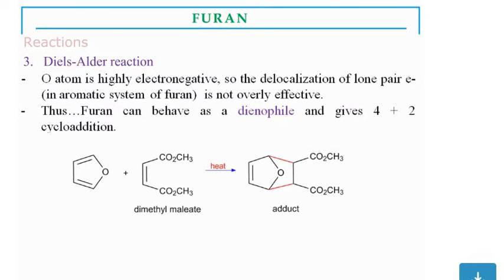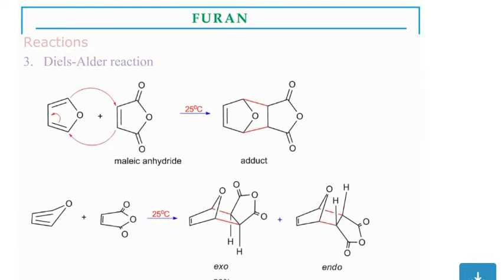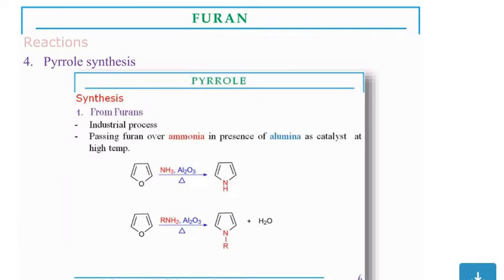Now Diels-Alder reactions. The O atom is highly electronegative, so the delocalization of the lone pair of electrons in the aromatic system of furan is not overly effective. Thus furan can behave as a diene and gives 4+2 cycloaddition. Look at here, dimethyl maleate. It reacts with the furan, it gives an adduct. Now Diels-Alder reaction, maleic anhydride reacts with the furan forming an adduct and 2 products.